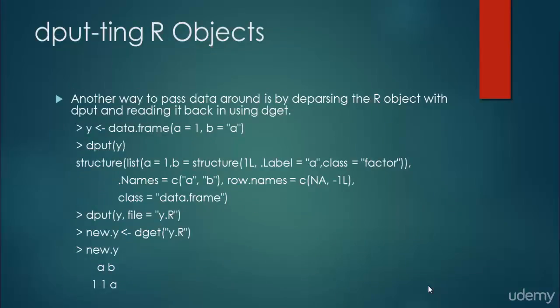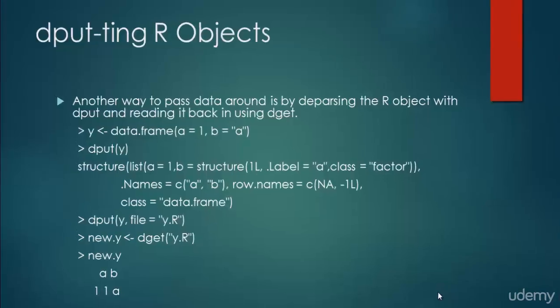So how to use dput on R objects? Let's say there is an R object and you want to deparse it using dput and read it back using dget. Dget is similar to read.table, only here the difference is you are just reading data, that's all. Let's follow this small example. Let's create a data frame with an integer and a character. Control L will clear your screen.